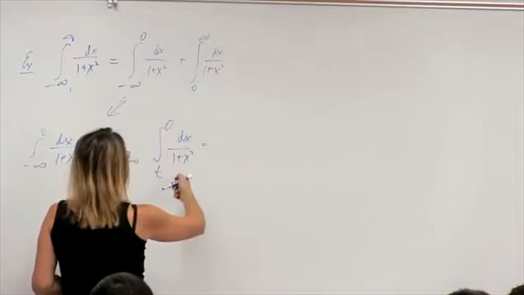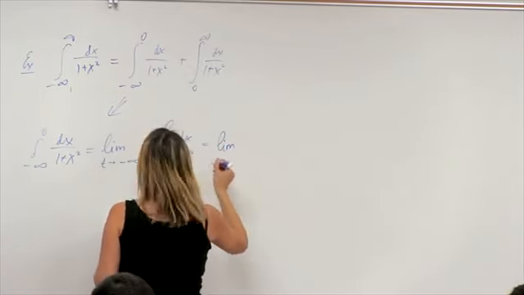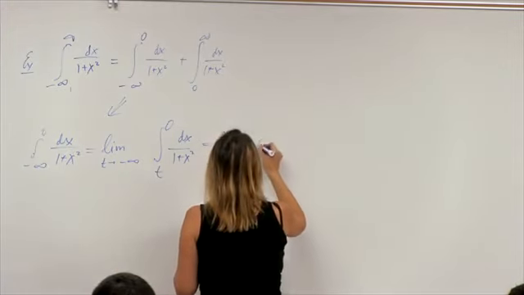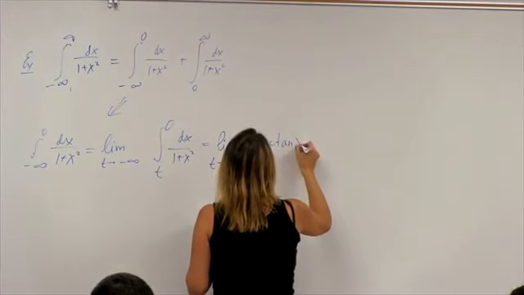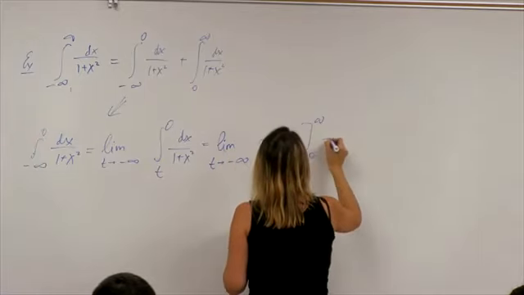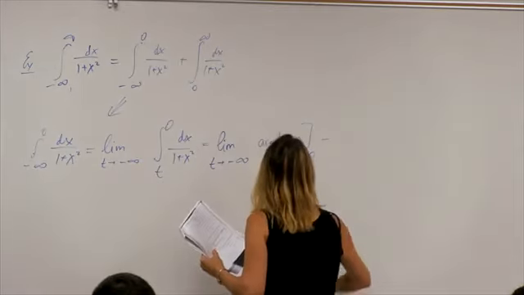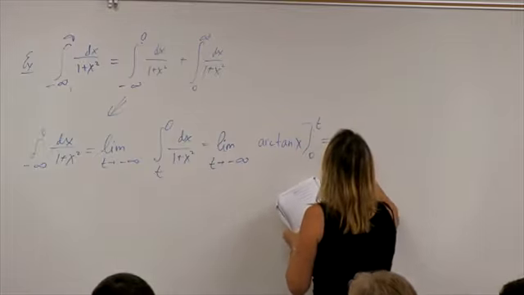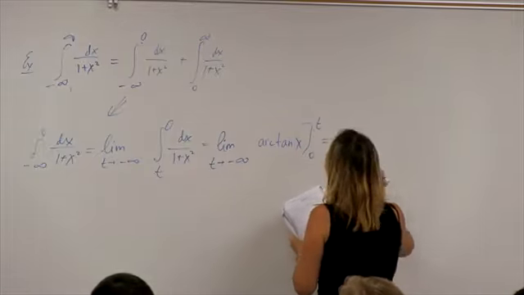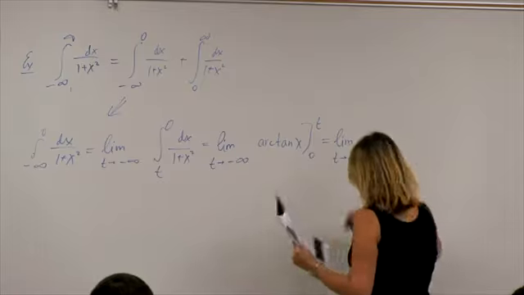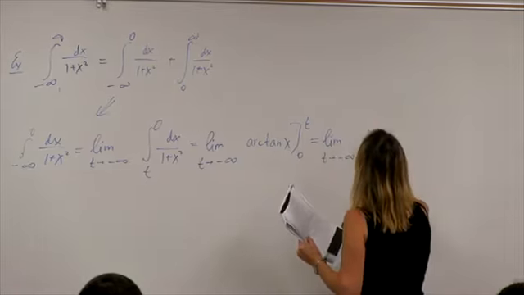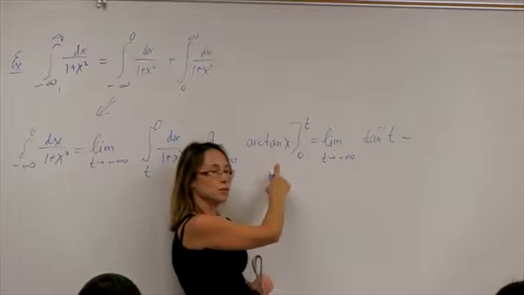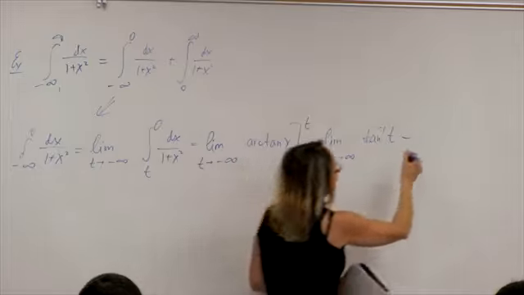So let's take the antiderivative. T goes to minus infinity. So this is arctangent of x from 0 to t. So the limit is t to minus infinity, of arctangent of t minus arctangent of 0, which is 0. So I'm going to just say 0 here, right?